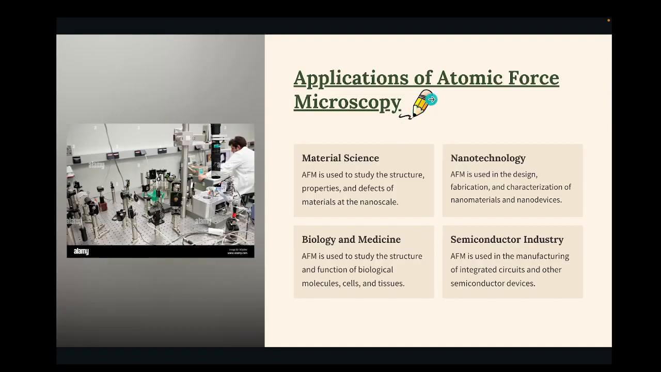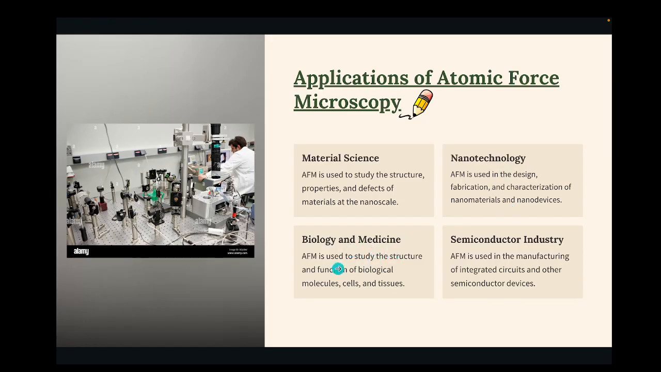So what are the applications of AFM? There is a wide range of applications of AFM, but here are a few. Material science: it is very useful in material sciences for structures, properties, and defects in the material at a nanoscale level. As I already told you, this microscope brought a revolution in nanoscale technology, so it is very useful for nanotech areas. In nanotechnology, AFM is used in the design, fabrication and characterization of nanomaterials and nano devices.